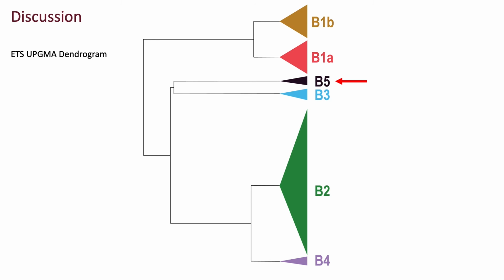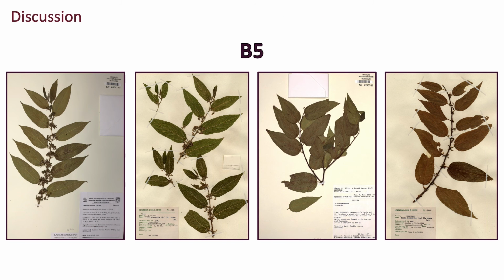And lastly, this B5 lineage that we recovered in the ETS data set is also pretty interesting. So let's learn a little bit about that one. These are the representative morphologies of this group.